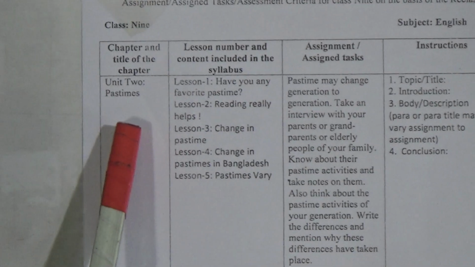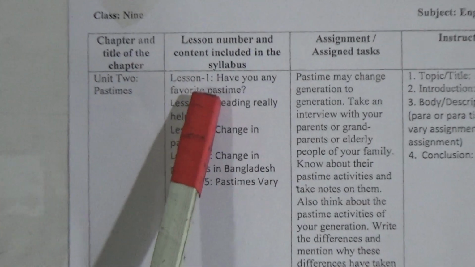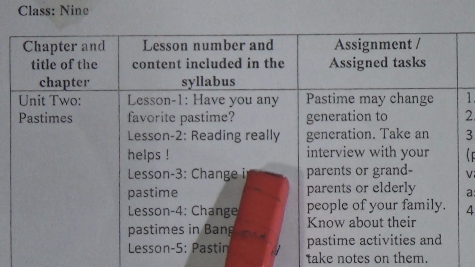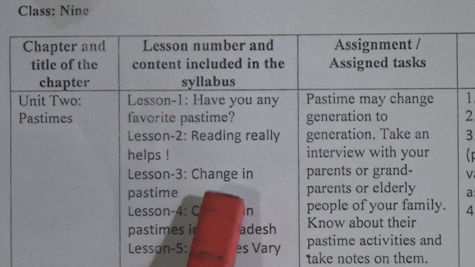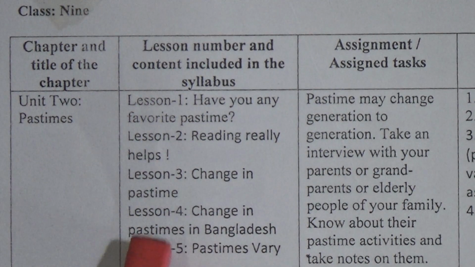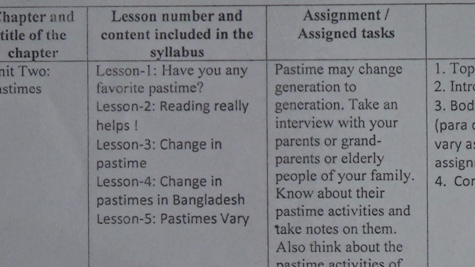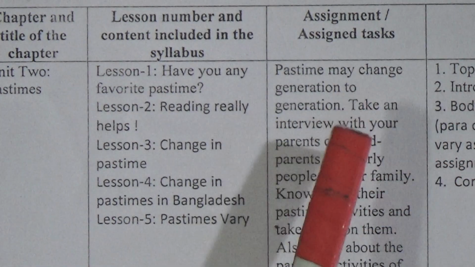Students, you know this is the second assignment for English, and the unit is Unit 2, named Pastimes. And the lessons are: Lesson 1, Have you any favorite pastime? Lesson 2, Reading really helps. Lesson 3, Change in pastime. Lesson 4, Change in pastimes in Bangladesh. Lesson 5, Pastimes vary. Now come to the assigned task.